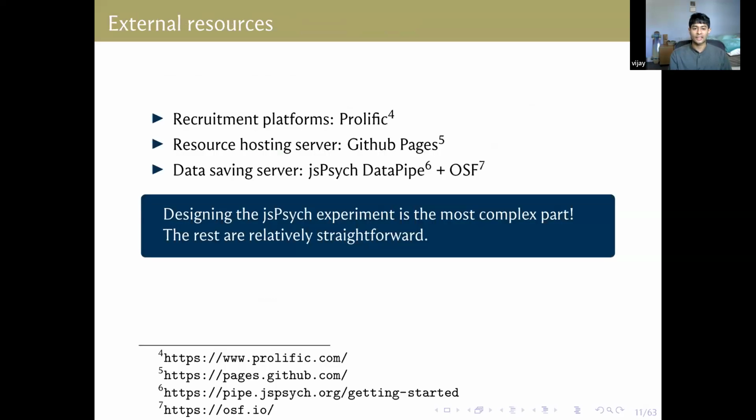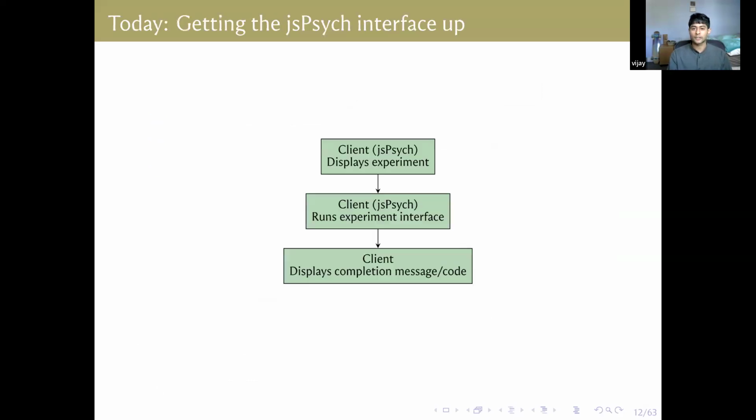And I link to these in this slide, so if you want to look at them, you can. So today we'll just focus on this simple thing. jsPsych gets all the resources and displays the experiment, runs the interface, and then displays the completion message and code. And we'll see what the data looks like as well.